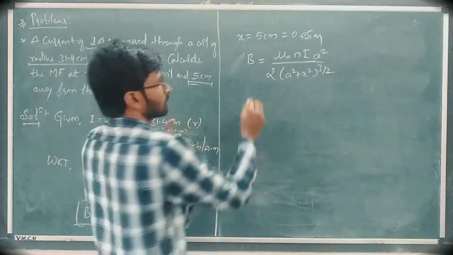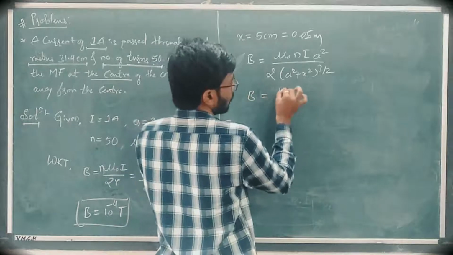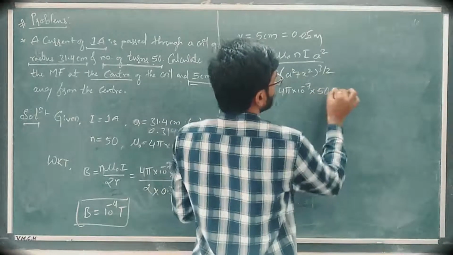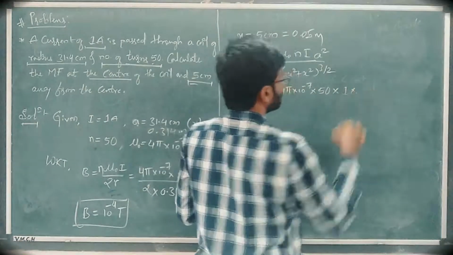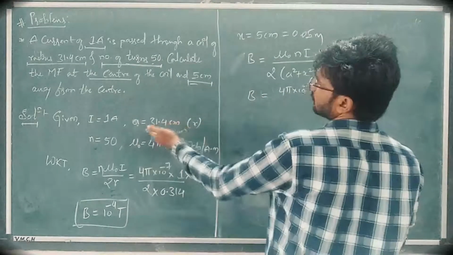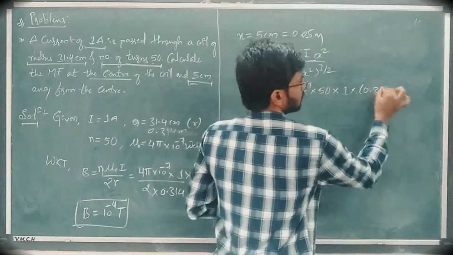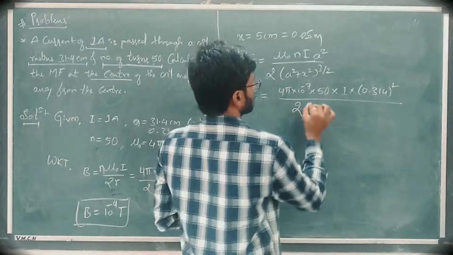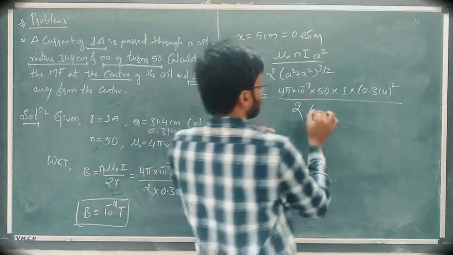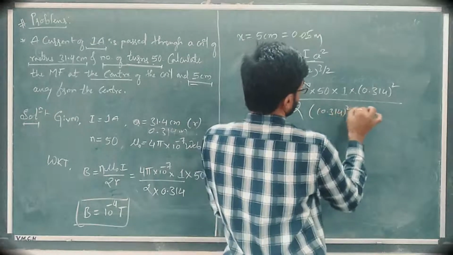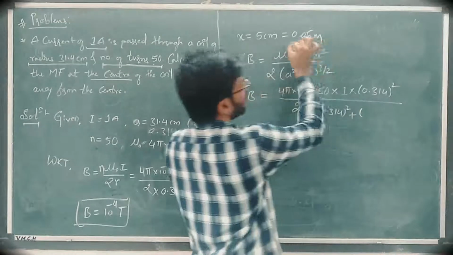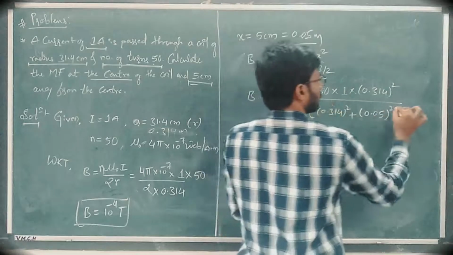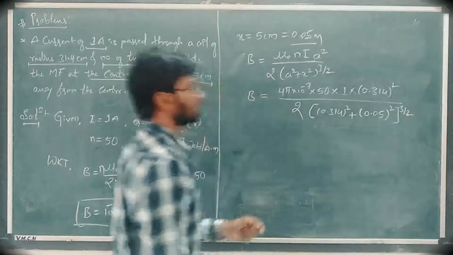Now substitute all the values: mu naught 4 pi into 10 to the power minus 7, into 50, into the current 1, and the radius a, that is 0.314 whole square, whole divided by 2 into 0.314 square plus x, which they have given as 0.05, whole square, all to the power 3 by 2.